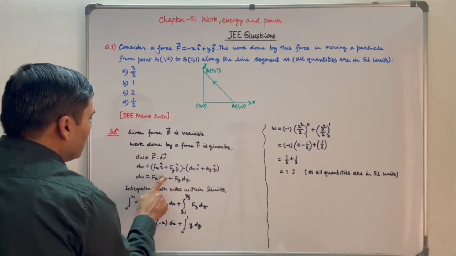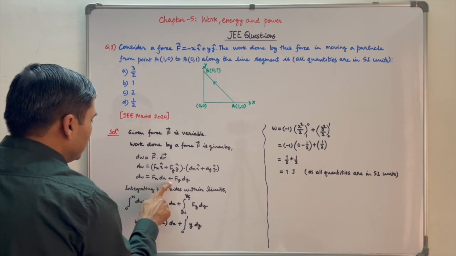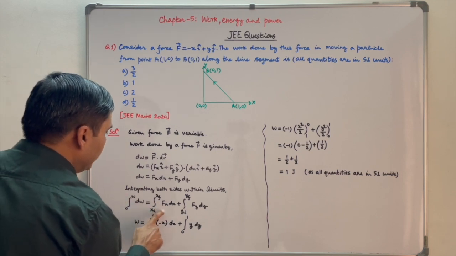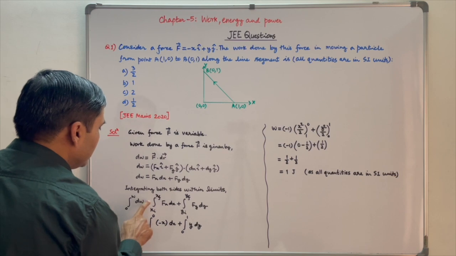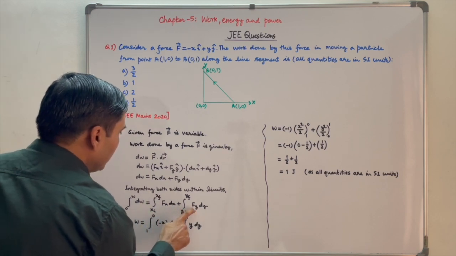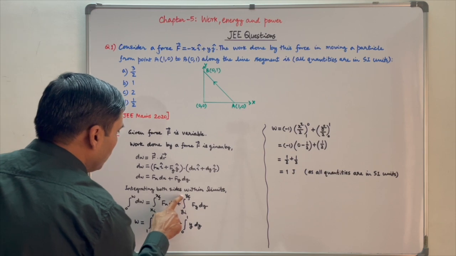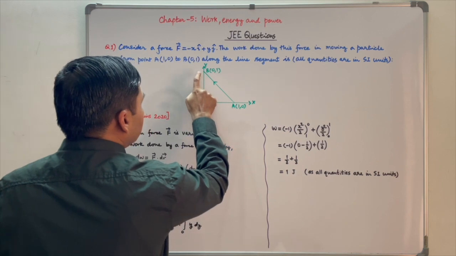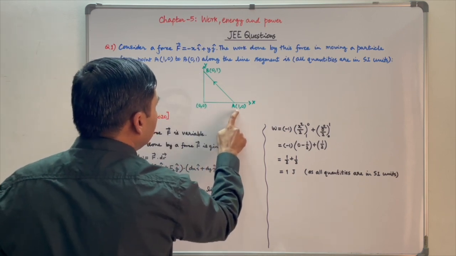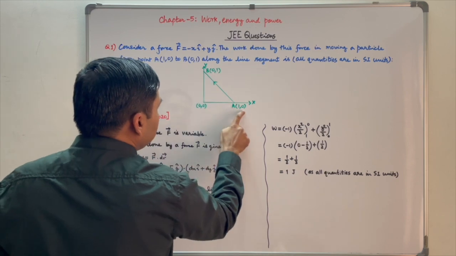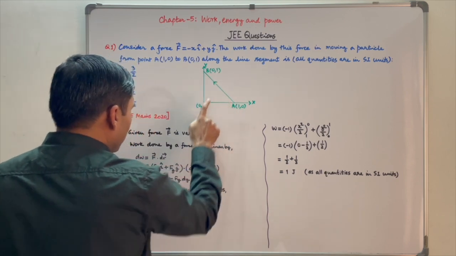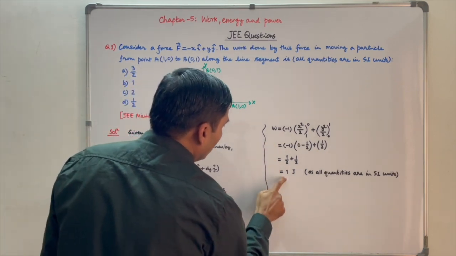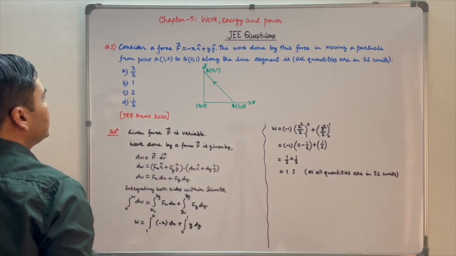Now we can integrate both sides of this equation within limits. We get integration of dw from 0 to W is equal to integration of fx dx from x initial to x final plus integration of fy dy from y initial to y final. It is given that the particle is moving from point A to point B. That means x initial is 1, x final is 0, y initial is 0, and y final is 1. Putting lower and upper limits and integrating, we get W is equal to 1 joule. So the correct option is option B.